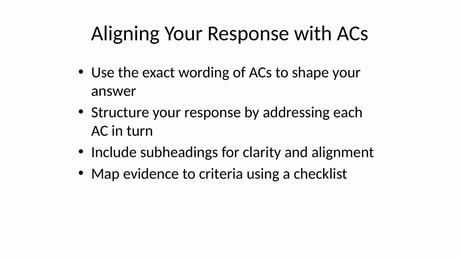A common strategy to ensure full marks in the 7CO04 assessment is to align every part of your response with the assessment criteria, ACs. Start by copying the AC into your draft as a subheading. This ensures you focus your analysis directly on what's being asked. As you write, regularly refer back to the AC and check that your content addresses it fully. Use clear subheadings for each part of the assessment to create a structured, logical flow. At the end, create a mapping checklist that links your answer to each criterion. This helps you spot any gaps before submission.